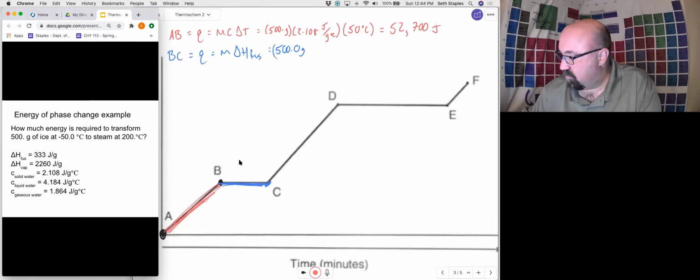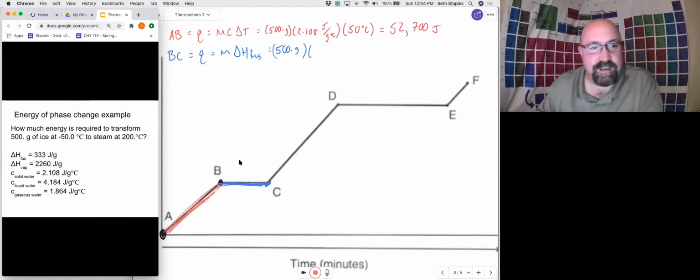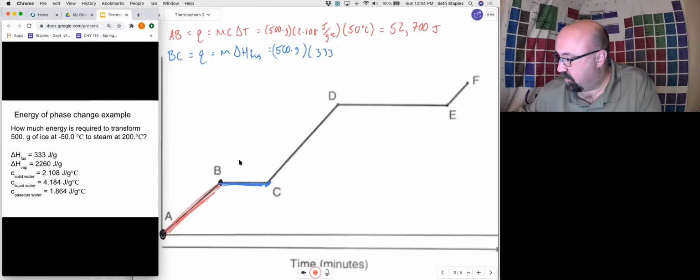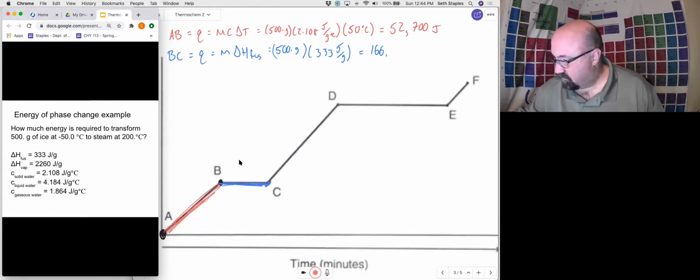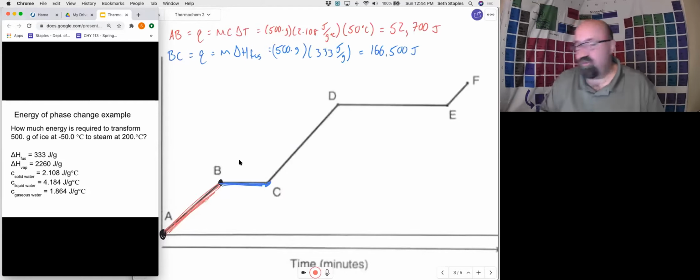So we have 500 grams. I put in too many sig figs there. There we go. 500 grams times our delta heat of fusion of water of 333 joules per gram. And we get 166,500 joules.